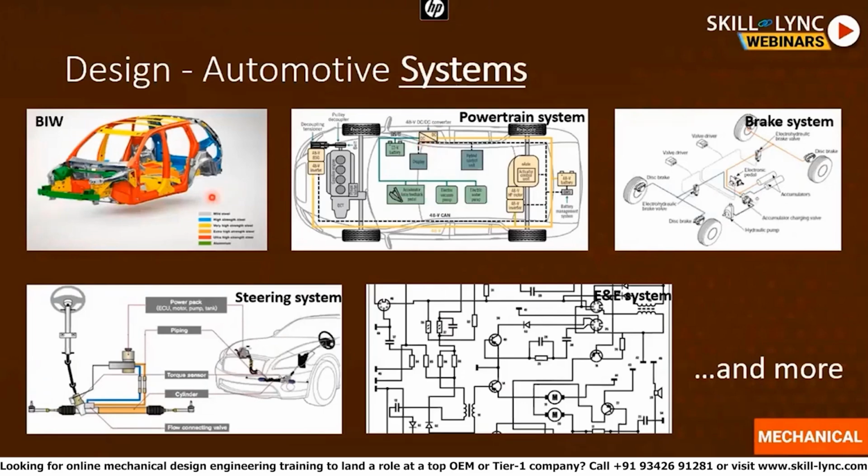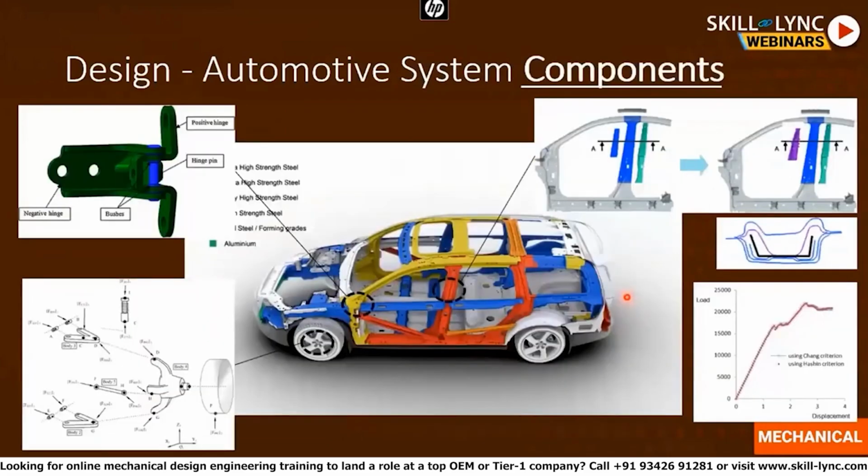So you divide the whole car into different systems. You divide it into a structural member called the BIW, powertrain as a different system, brake as a different system, steering, your harness. You divide, and many more systems are involved. So you divide the whole car into different systems. And then each system will be divided into different components. So here you see, I have taken the example of a BIW.